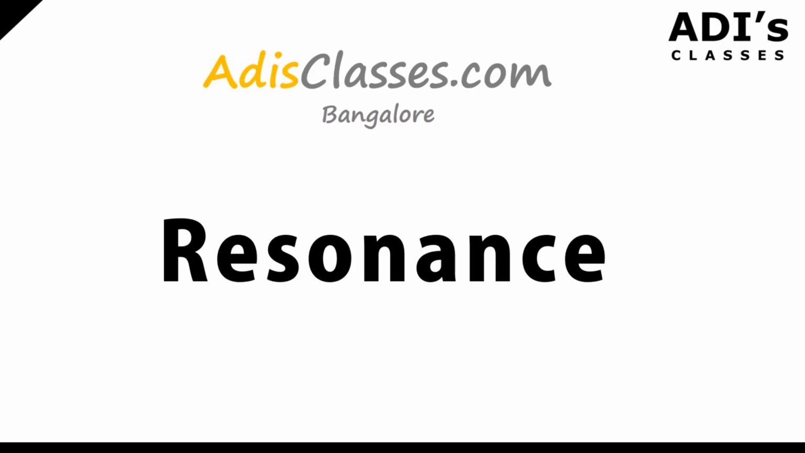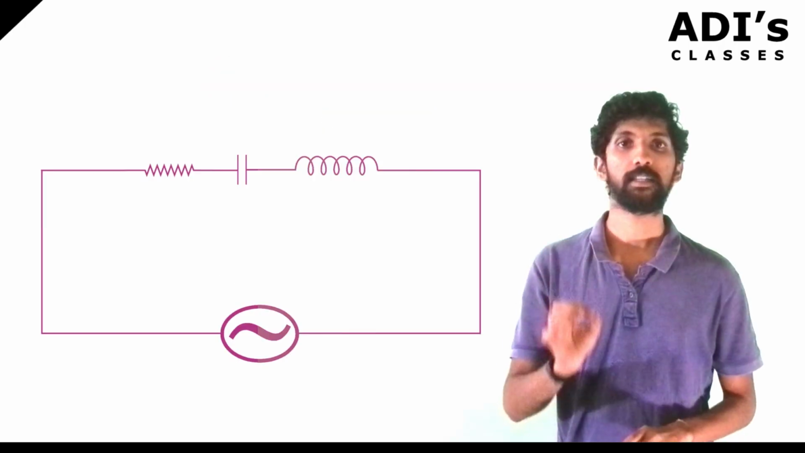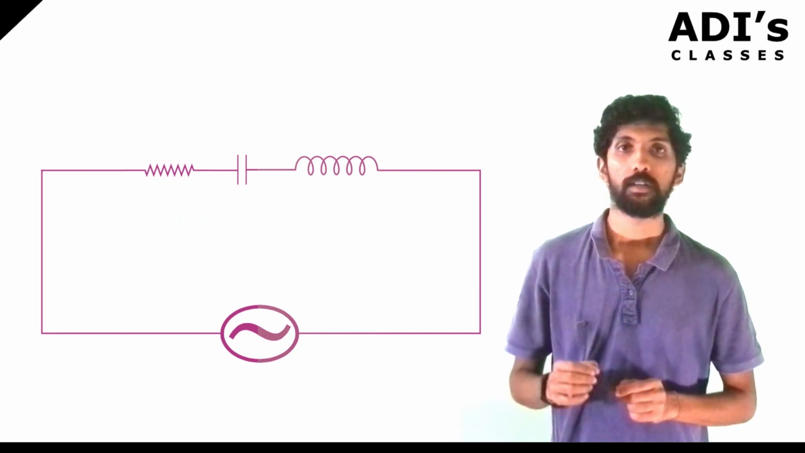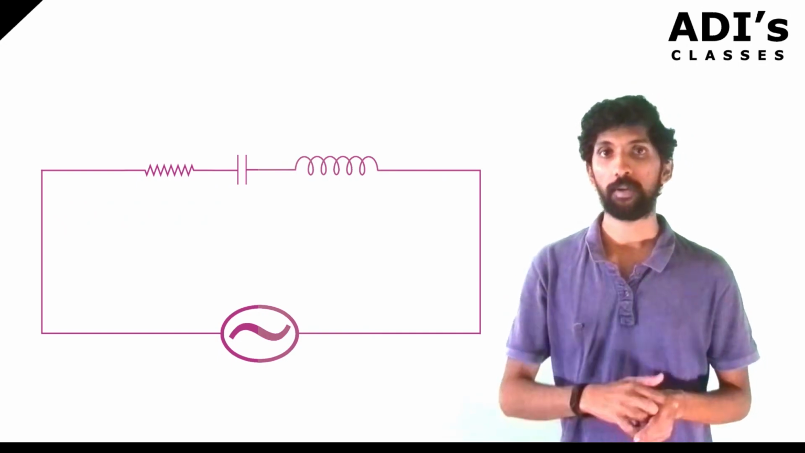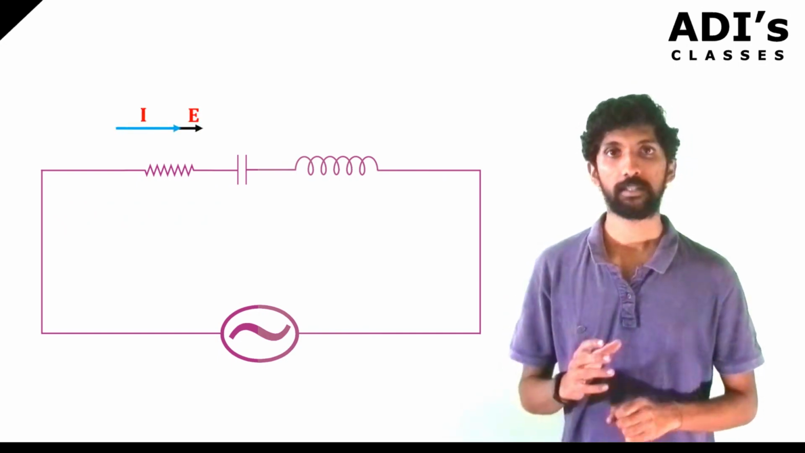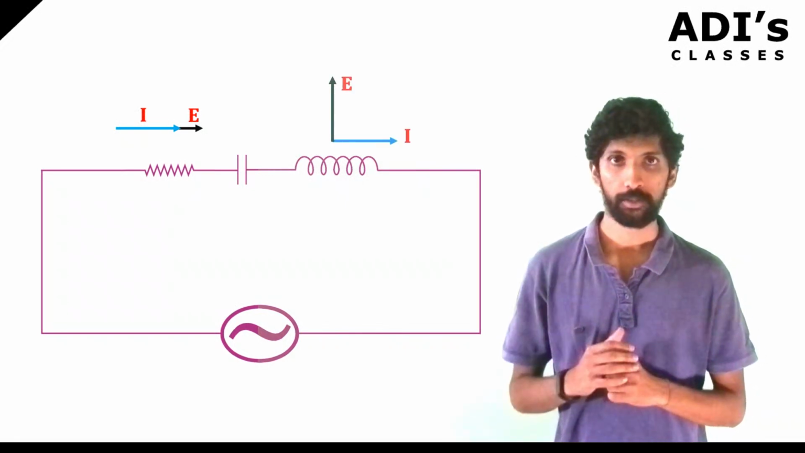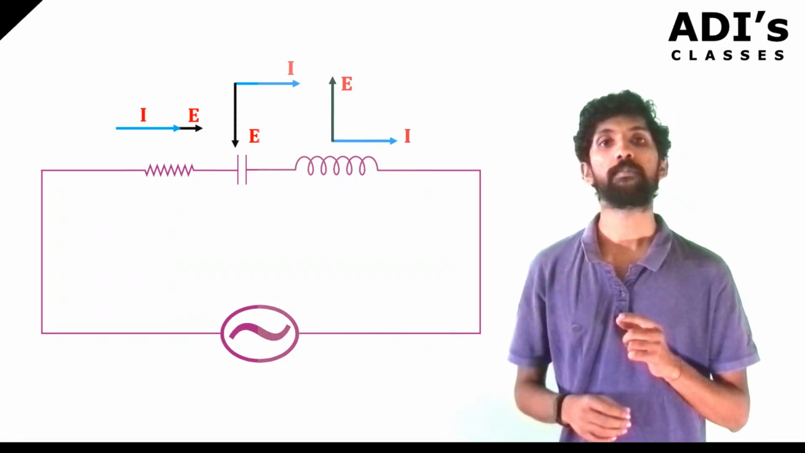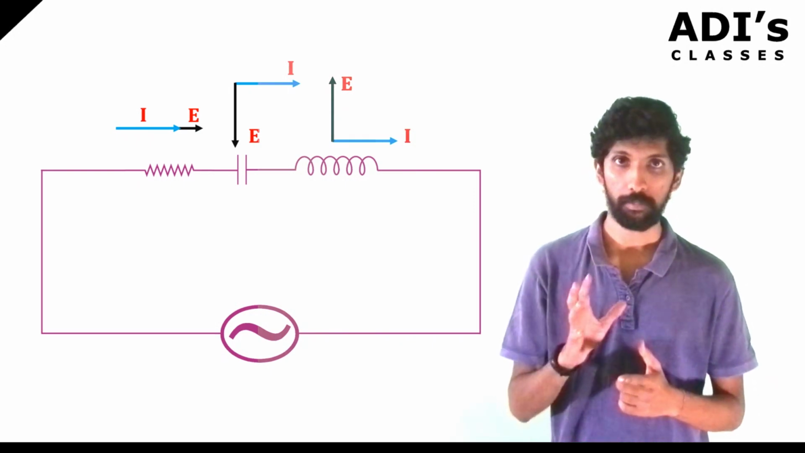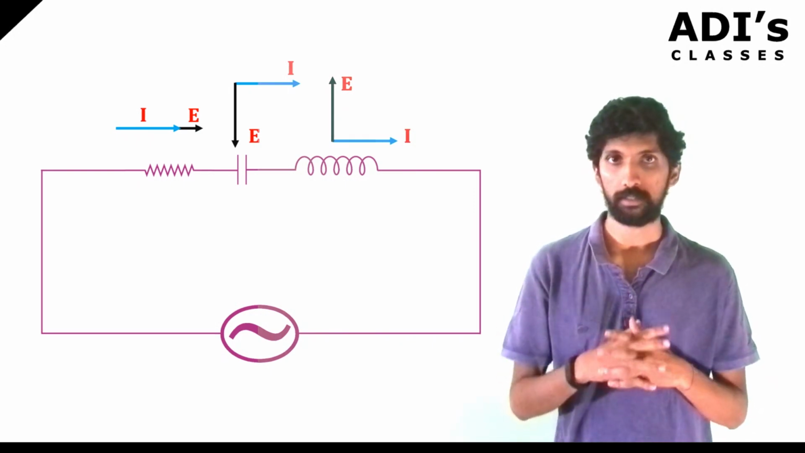Now you have a series LCR circuit. Okay, see, in a series LCR circuit, what was happening? So in a resistance, the EMF and current were in phase, and in an inductor, the EMF was leading the current by pi by 2, and in a capacitor, EMF was lagging the current by pi by 2, correct? So we saw these three.